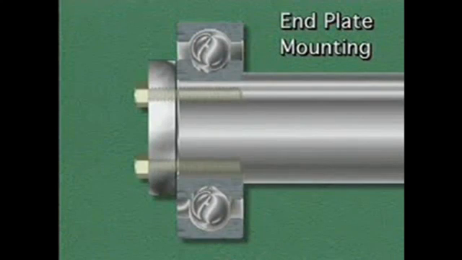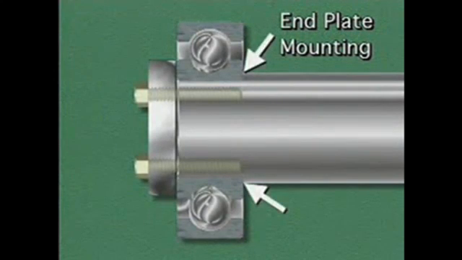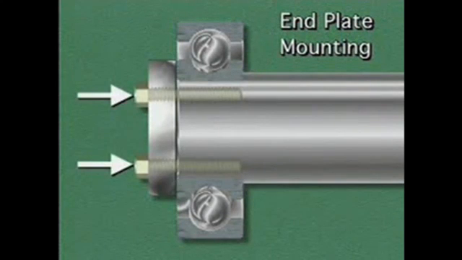Another method of mounting a bearing is called end plate mounting. This method is used when the bearing must be mounted on the end of a shaft. When end plate mounting is used, one side of the bearing is held in place by a shoulder on the shaft. The other side of the bearing is held in place by an end plate. This end plate is secured by locking bolts that screw onto the end of the shaft.